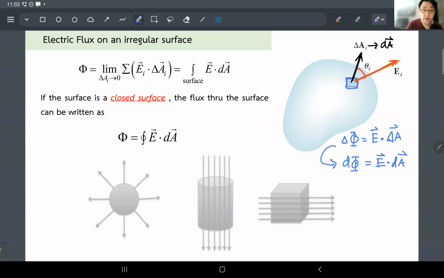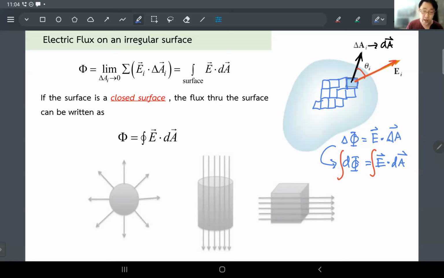Cool. And now if you want the net amount of flux through the whole closed surface, what do you do? Sum them up. When you sum them up, what does it mean? It means you slice this into tiny pieces. You do that dot product: E dot dA, then the next one, E dot dA, E dot dA, and so on, over the whole surface.